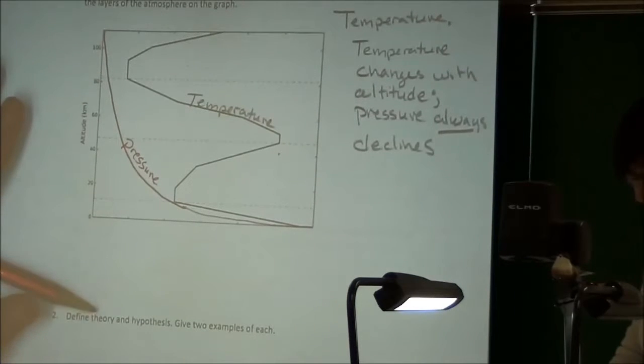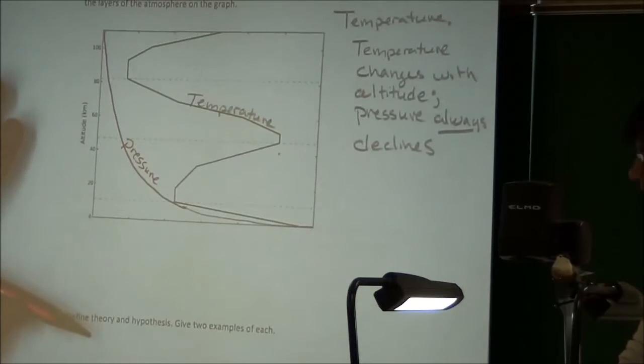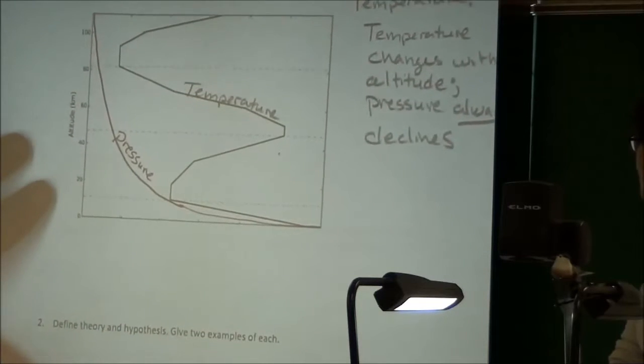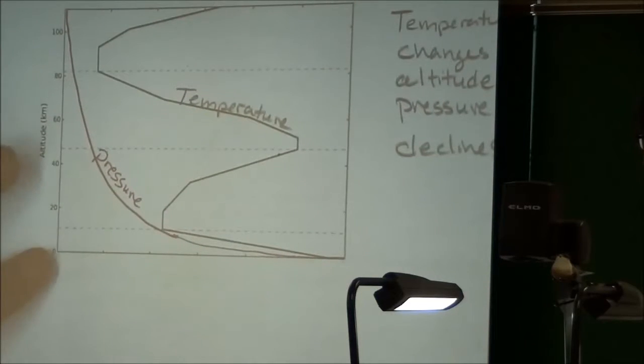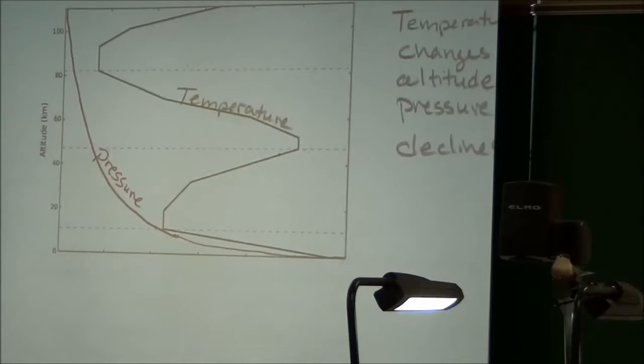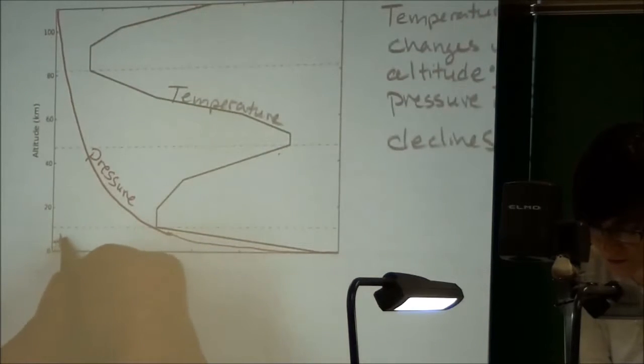Now, I should name the layers in the graph. What's this bottommost layer called, from 0 to about 12 kilometers? Troposphere. Excellent. This bottom layer is the troposphere.